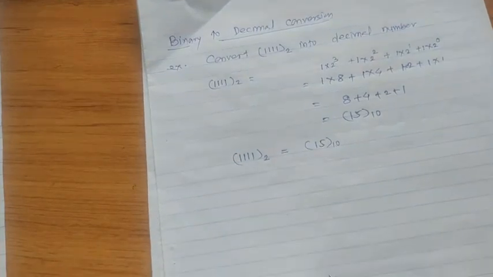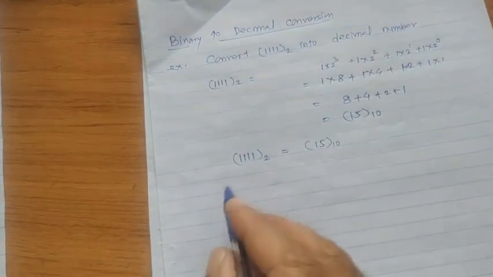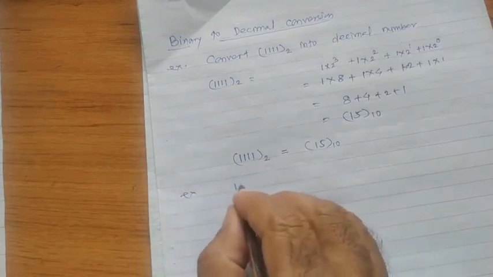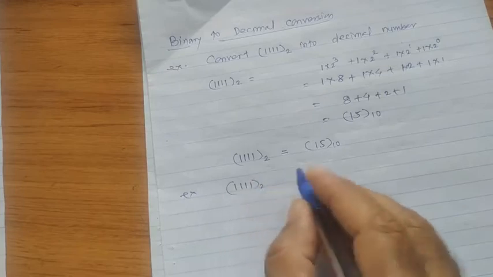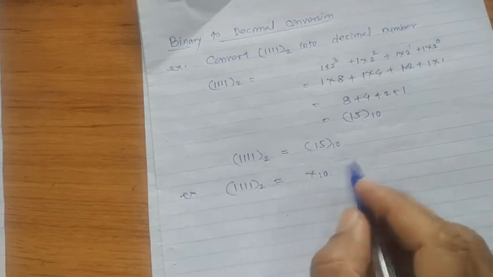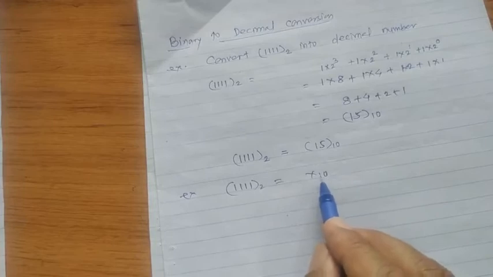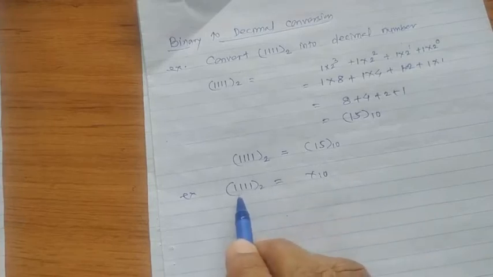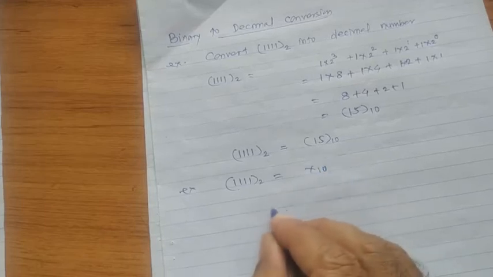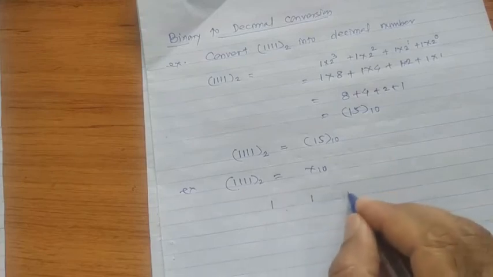Another method, suppose the same example, 1111 base 2 to base 10, which means the binary number is converted into a decimal number. Write the binary number 1111.